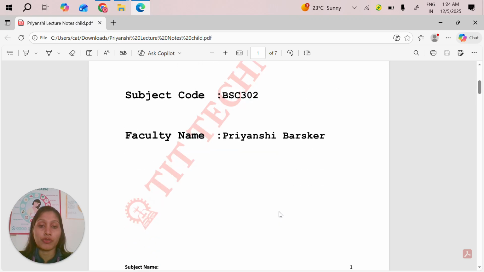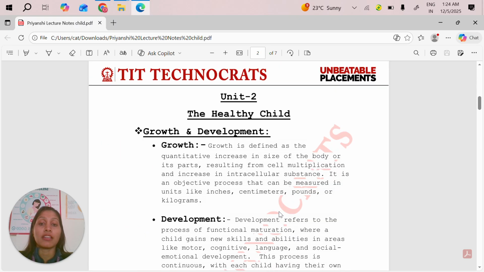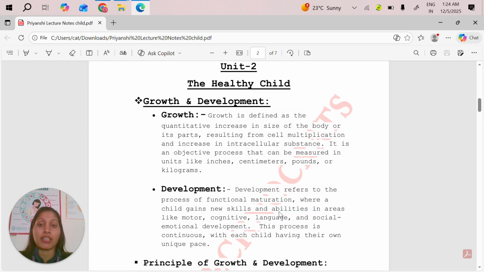Okay, so unit second is the healthy child, in which we discuss the growth and development. First is growth. Growth is defined as the quantitative increase in size of the body or its part, resulting from cell multiplication and increase in intracellular substances. It is an objective process that can be measured in units like inches, centimeters, pounds, and kilograms.